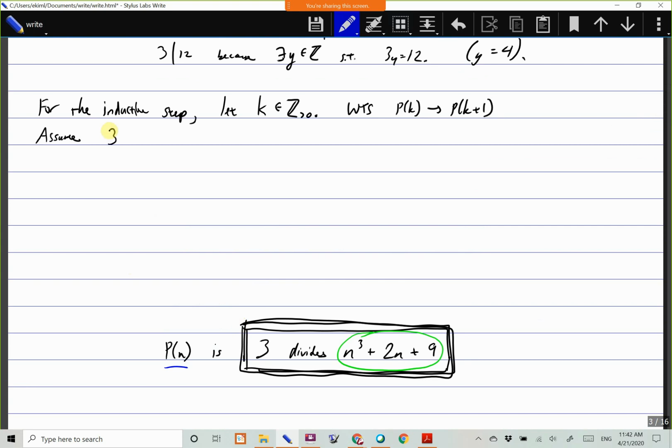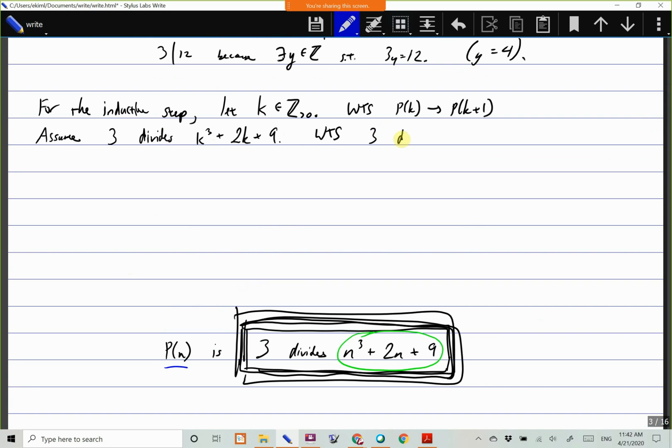So assume 3 divides k cubed plus 2k plus 9, and we want to show P of k plus 1, meaning take what's in this box, and we need to replace every n with k plus 1. So we want to show 3 divides (k plus 1) quantity cubed plus 2 times (k plus 1) plus 9. Are we all okay with the general setup of where we're headed right now?